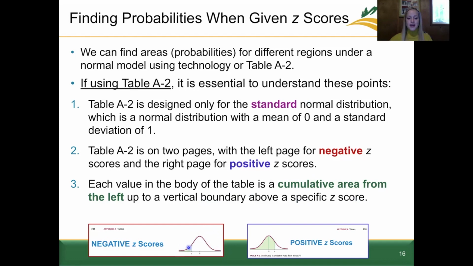So cumulative area from the left means this whole area here up to our z-score value. Similarly, for positive z-scores, it's this whole area here to the left in a cumulative fashion, so it's all these different possibilities together up to this z-score. So when using Table A2, it's always the cumulative area from the left up to some vertical boundary above a z-score. That'll be really important as we're actually doing problems with this.